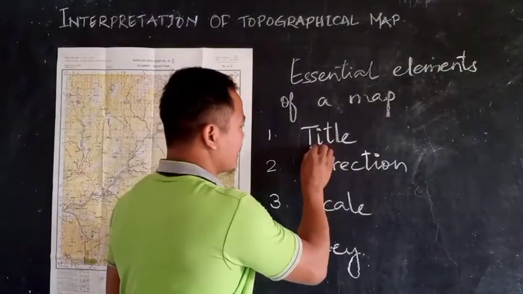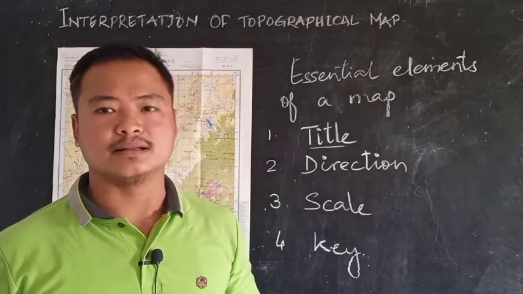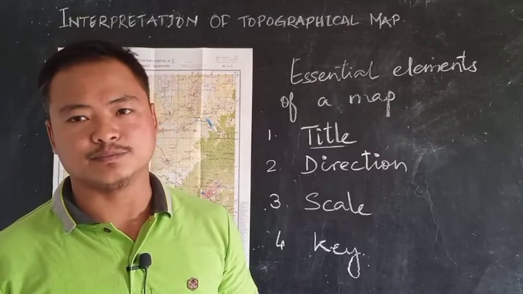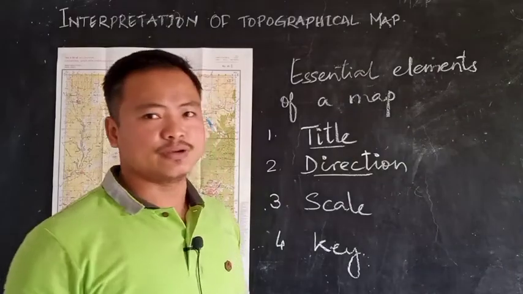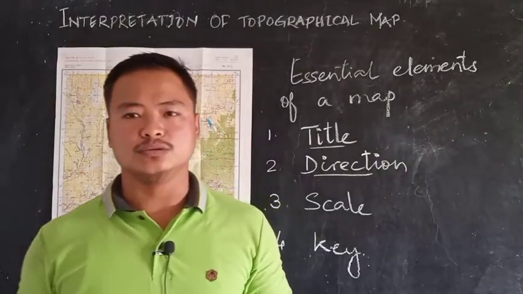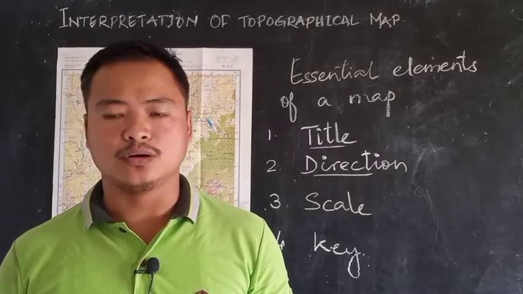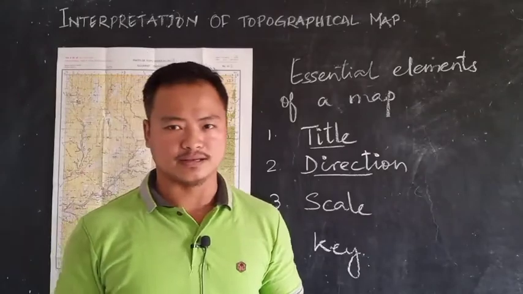The title of a map, in the very beginning, helps us understand what type of map it is or what the map is showing to us. Direction becomes important because without knowing the direction we cannot know to which part of the map we are trying to understand. Or we cannot locate places on the map without the knowledge of direction.